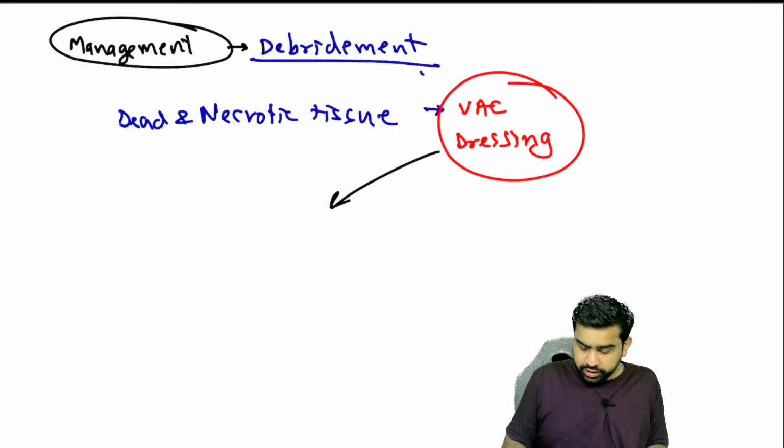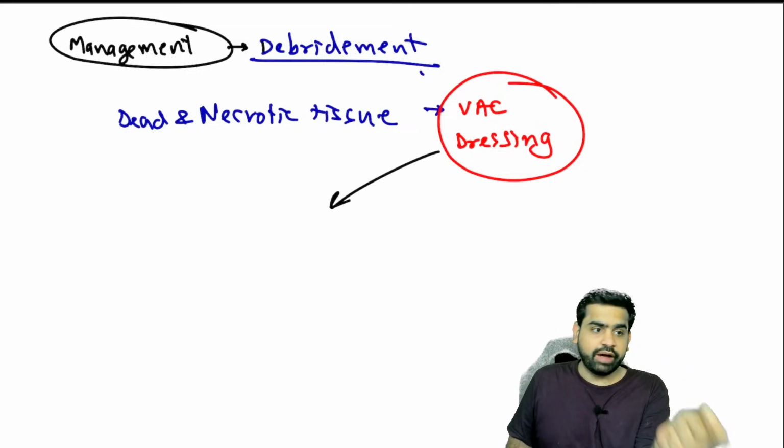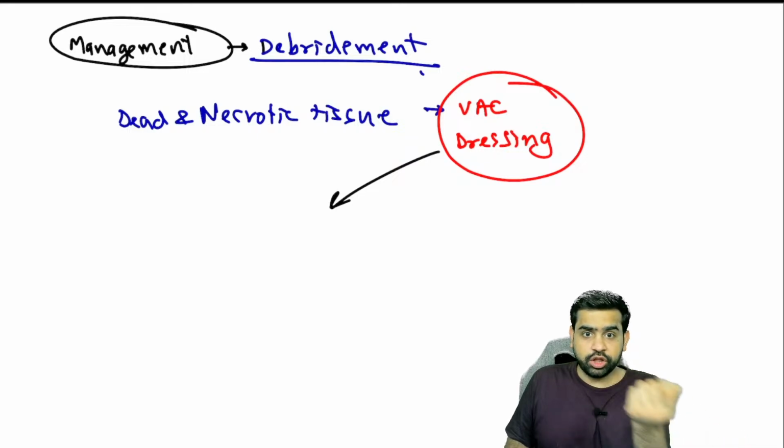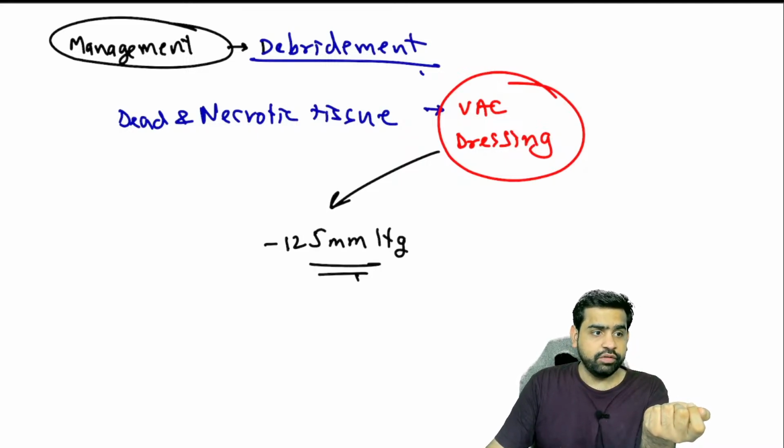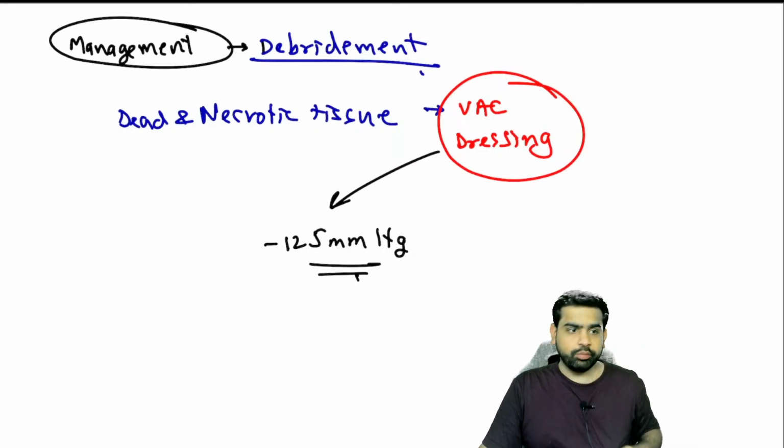Now the question which they ask you is, how much is the pressure in this particular vac dressing? Can you please help me with this? What is the pressure which you put in this vac dressing? This is minus 125 millimeters of mercury. Okay, minus 125 millimeters of mercury. That is what you need to understand is the pressure you have in this vac dressing, vacuum assisted closure.